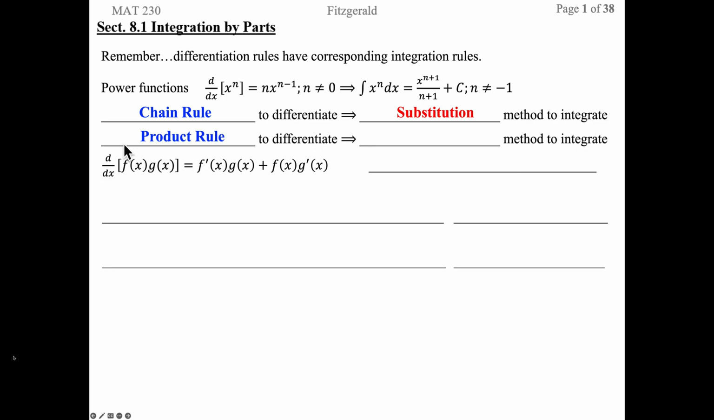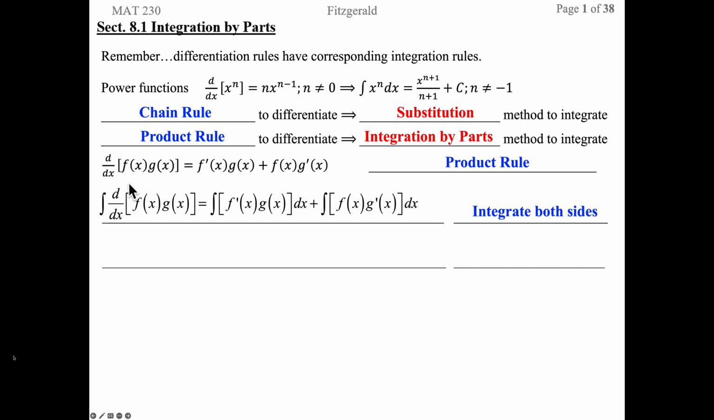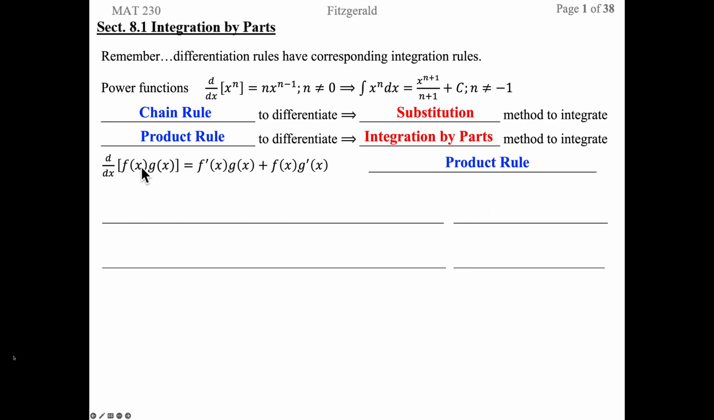And next, the one that we're going to look at is the product rule. When you take the derivative, that's going to be called integration by parts. So if we look at our product rule, you multiply two functions and you are taking the derivative. You take the derivative of the first function times the original second function plus the original f function times the derivative of your second g function.